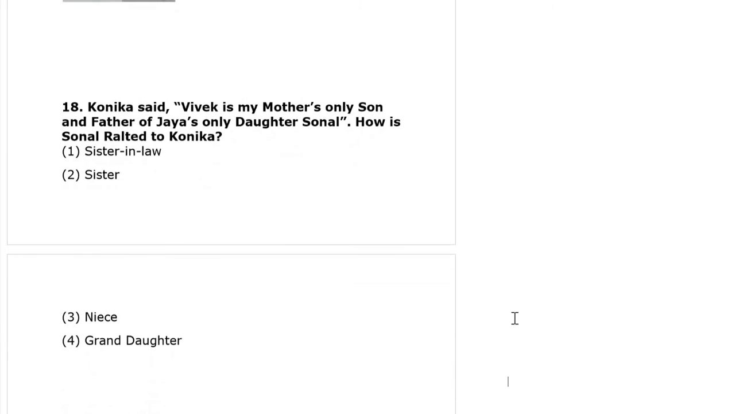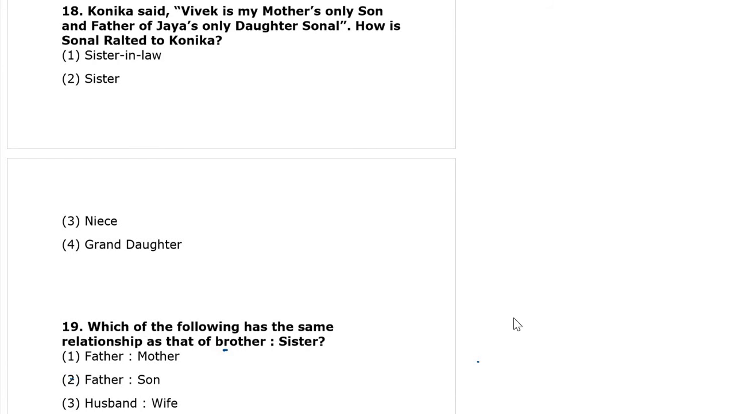The 18th one. Konika said, so this is Konika. Said Vivek is my mother's only son. So this is the previous generation, mother. Therefore we put a circle here. Only son, therefore we use the rectangle. We have already discussed this in the blood relation reasoning series. If you are new and practicing now, please go through the previous videos and come to this later.